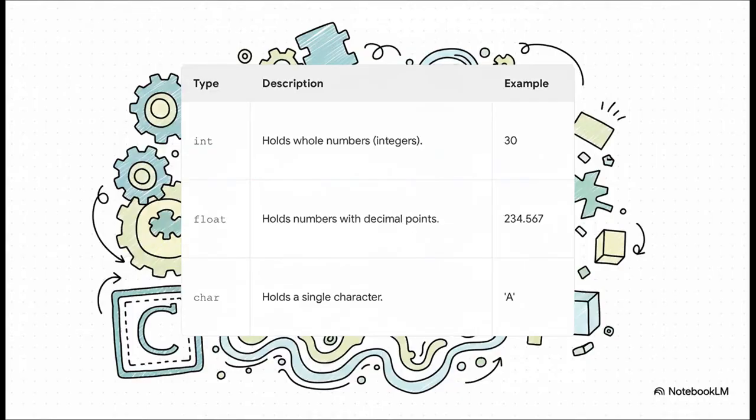Now here's a key rule. You can't just throw any old thing into these boxes. You have to tell the computer what kind of stuff you're going to store. Need a whole number? You tell it, hey, this is an int. Got a number with decimals? That's a float. Just a single letter? That's a char. Being specific like this helps the computer manage its memory and keep things running smoothly.